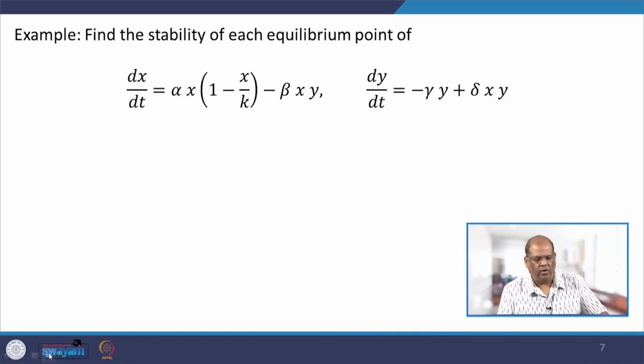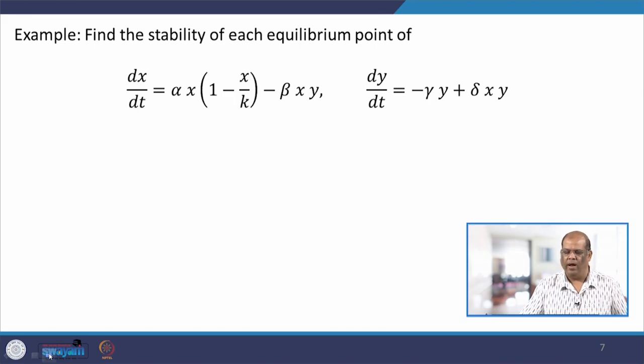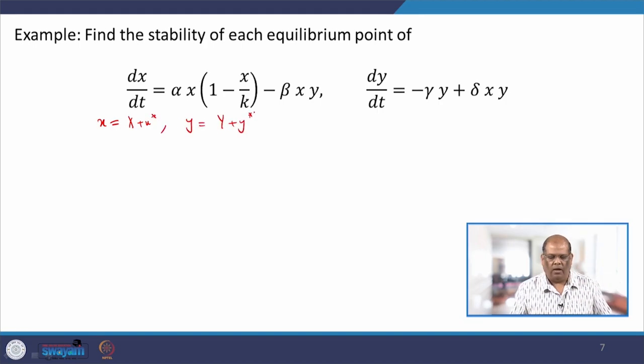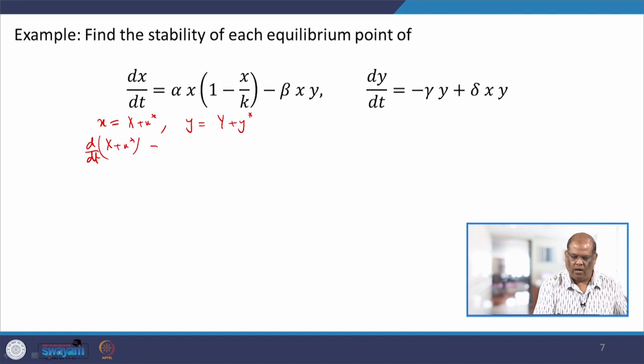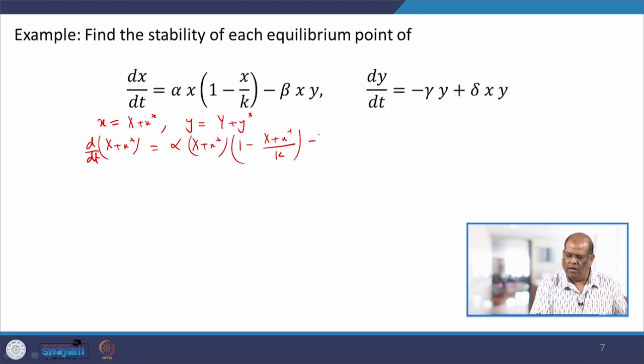Let us take another example where we introduce the parameters alpha, beta, gamma, delta and k. And how do you check the stability of this particular example? What we generally do is put x equal to x plus x star and y equal to y plus y star. And then you retain only the first order terms and ignore the higher order terms. So, if I use that, then I will substitute it here. I will get d dt of x plus x star equal to alpha times x plus x star, 1 minus x plus x star divided by k, minus beta times x plus x star times y plus y star.